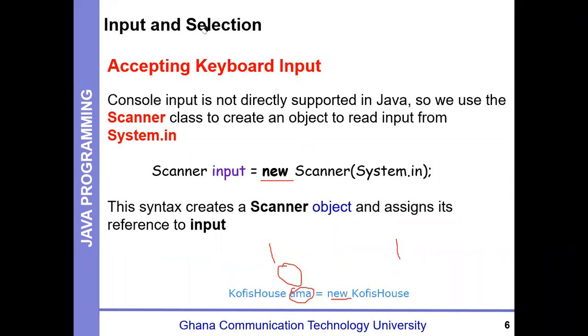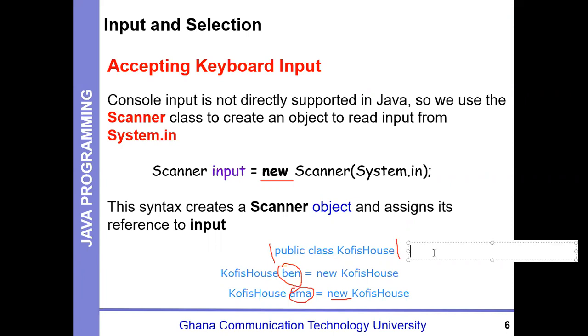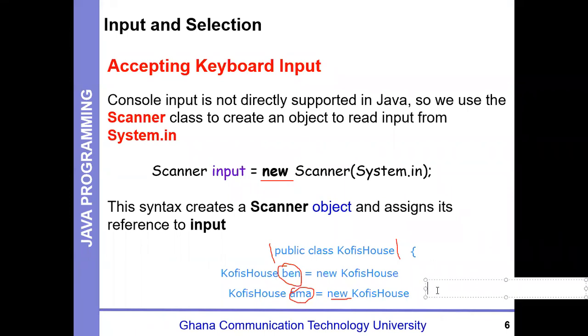I've cleaned it already. This thing is, where it's undo, okay. I only wanted to clean this one. Yes, this one. So I wanted to indicate that when you create Kofi's house, we always have the opening. And somewhere at the end, we have the closing.